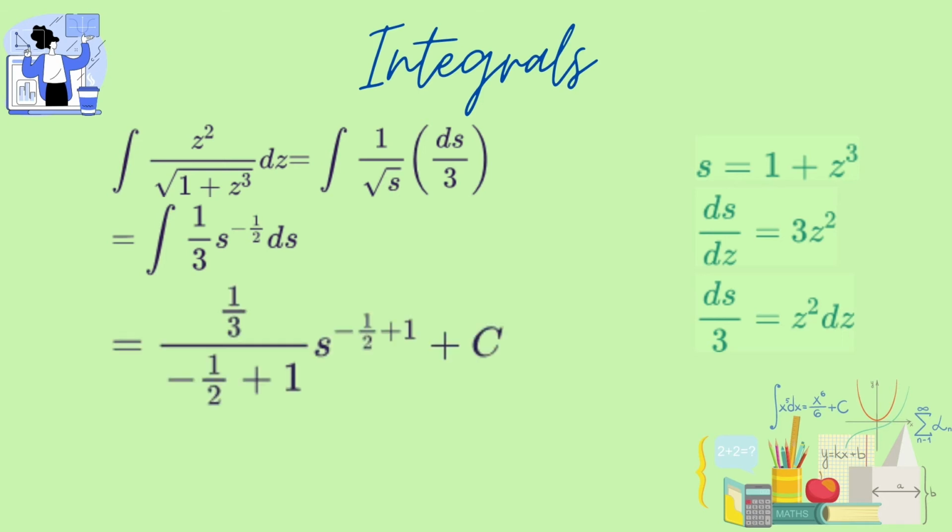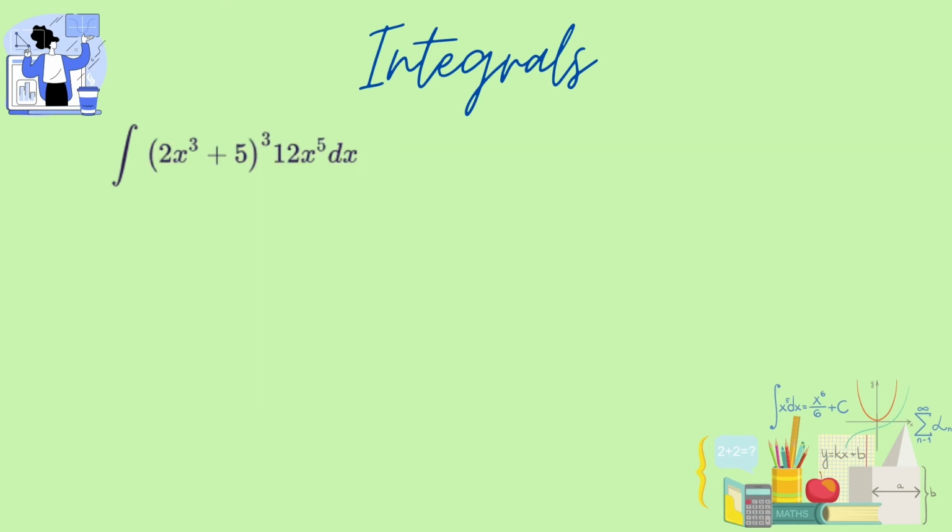S will have an exponent of negative 1/2 plus 1, while the coefficient is 1/3 divided by the new exponent, which is negative 1/2 plus 1. Simplifying, it is equal to 2/3 s raised to 1/2 plus the constant c. Substituting the original expression for s, the final answer is 2 times the square root of quantity 1 plus z cubed all over 3 plus c.